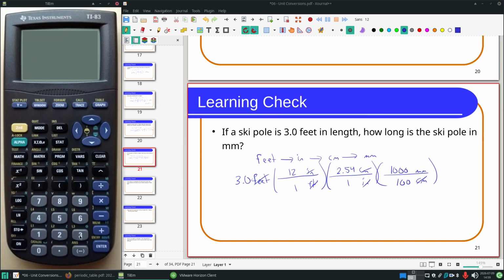All right, so 3 times 12 times 2.54 times 1,000 divided by 100. Just multiply by everything that's on top of a fraction, divide by anything that's on the bottom, and I'm ignoring the ones because divide by 1 doesn't do anything. And I get that that's 914 millimeters, but I want 2 significant figures, so 910 millimeters without a decimal.